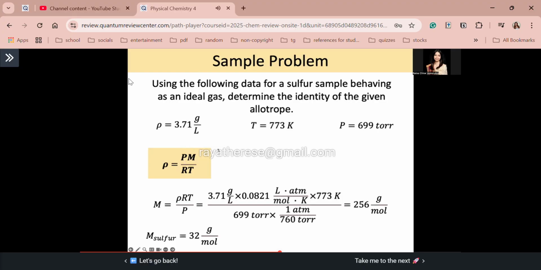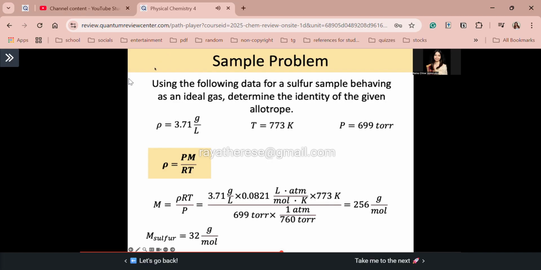So simply substituting, we can get M, the molar mass, is equal to dRT over P. Substituting 3.71 grams per liter, your density, times 0.0821 atm·L over mol·K, times 773 Kelvin, divided by the pressure, 699 torr. Let's convert it to atmosphere, where 1 atmosphere is equal to 760 torr.